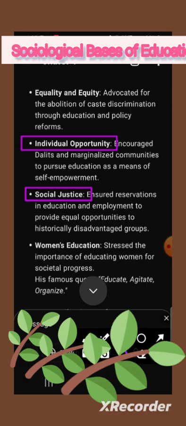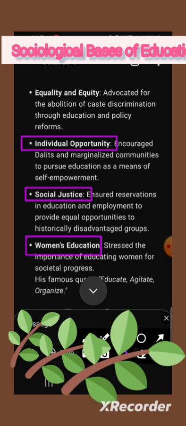Advocated for Article 45, Directive Principles of State Policy, which aimed to provide free and compulsory education for children. Fought for the abolition of untouchability through education and awareness.